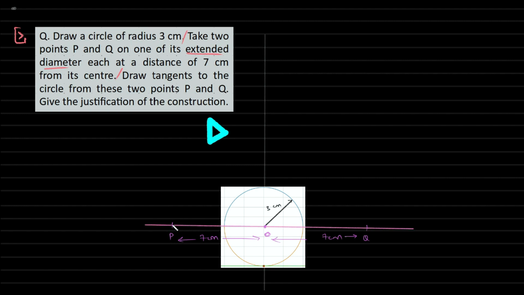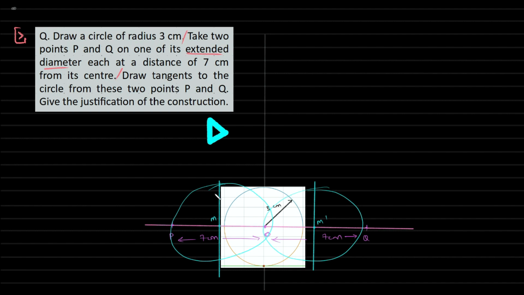Now we have to draw tangents from P and Q. So all we have to do is bisect PO and OQ, with those as your centers, with M and M dash as your centers. Draw circles, a better circle than this.